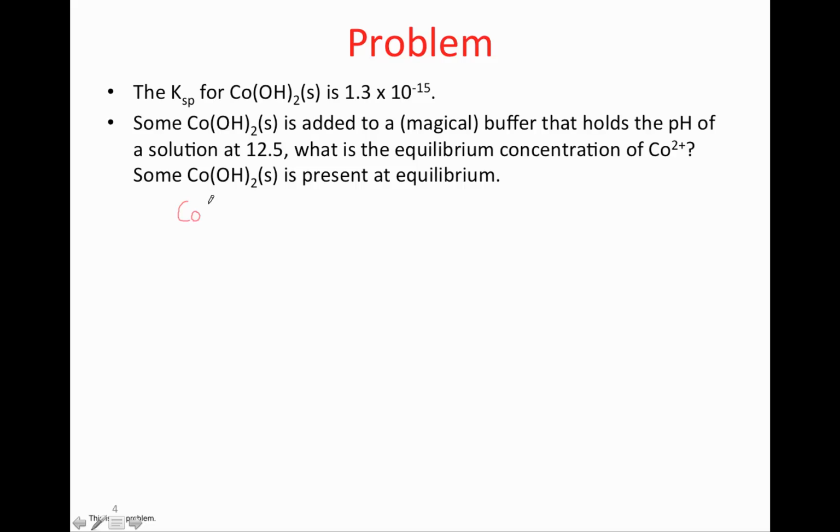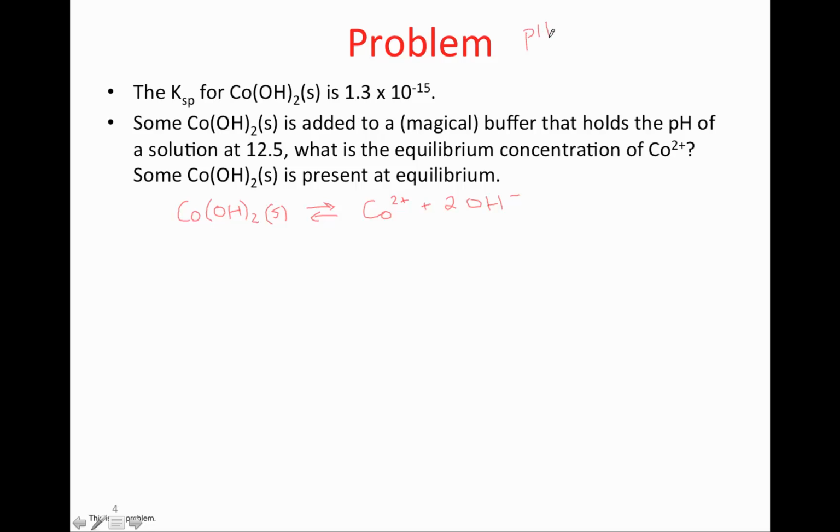Let's write some kind of a dissociation for our sparingly soluble salt. So here's the cobalt 2 hydroxide. I guess I could say it's a solid, and it is. It's going to dissociate into ions, so I get Co2+ plus 2 OH minus. And what we don't know yet is the concentration of the hydroxide. But I can figure it out if I know the pH of the solution.